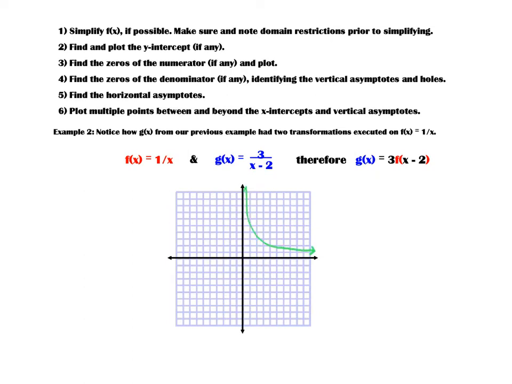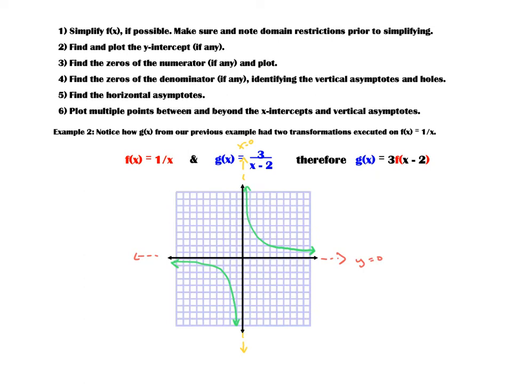This is not perfect, but it's a decent sketch. Right? If I took that, which has a vertical asymptote at x equals 0, and a horizontal asymptote at y equals 0, and I stretched it by a factor of 3, and I shifted it to the right 2 units, I would get g of x.